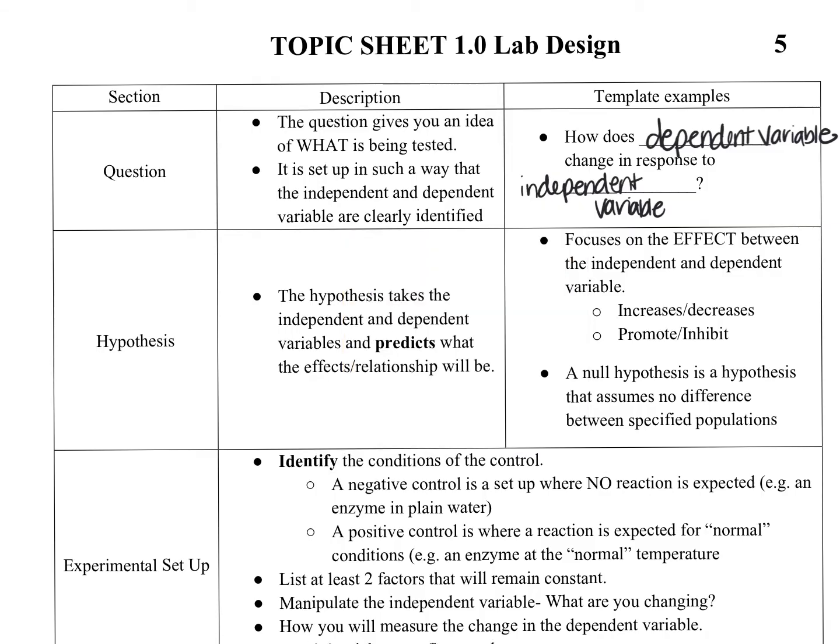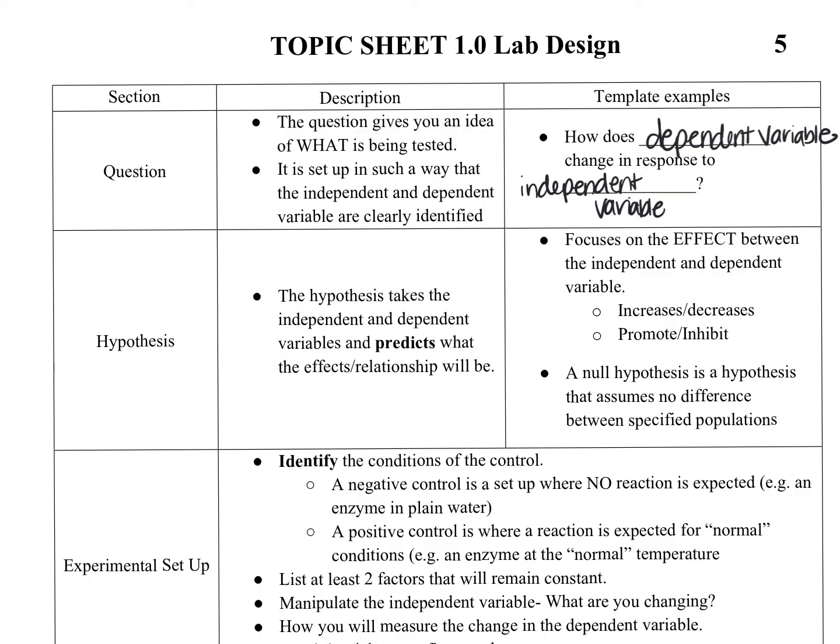In the next part of this lab design process, we're going to be talking about the hypothesis. Now, normally your hypothesis takes the independent variable and dependent variable and predicts what the effect or relationship would be. It's going to focus on the effect between the independent and dependent variable. So, for example, you could say this increases that, or something is going to decrease in response to something else. You can also say promote or inhibit, or you can even say, such as the state of a null hypothesis, that there's going to be no difference between the specified populations.